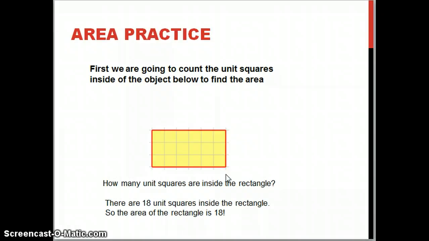So now we're going to count the unit squares inside of this rectangle to find its area. So we have 1, 2, 3, 4, 5, 6, 7, 8, 9, 10, 11, 12, 13, 14, 15, 16, 17, 18. So there are 18 unit squares inside the rectangle. That means the area of the rectangle is 18.